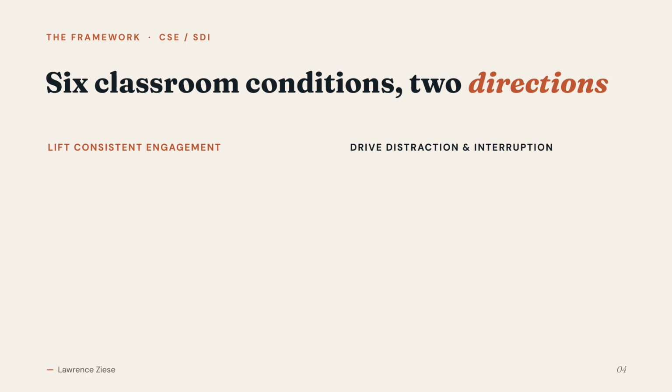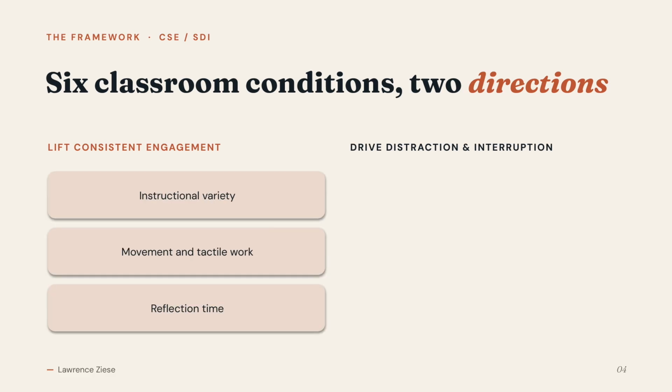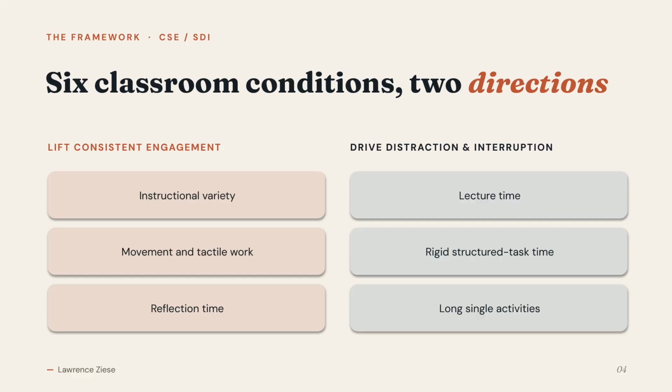The Consistent Student Engagement and Student Disruption and Interruption framework, developed in earlier coursework, named 6 observable classroom variables. 3 tend to raise consistent student engagement: instructional variety, movement and tactile work, and reflection time. 3 tend to raise distraction and interruption: lecture time, rigid structured class time, and the uninterrupted length of any single activity. The word framework is deliberate. It is a starting point for diagnosis, not a prescription.